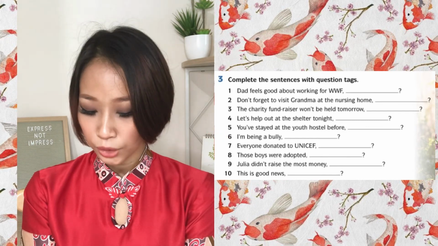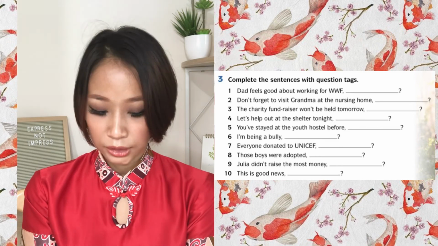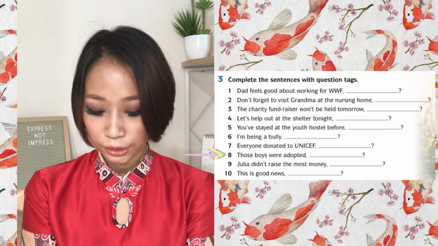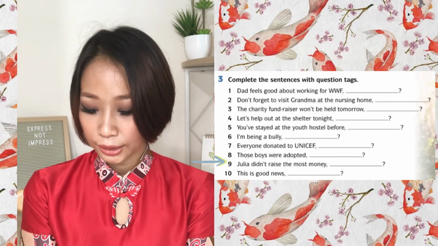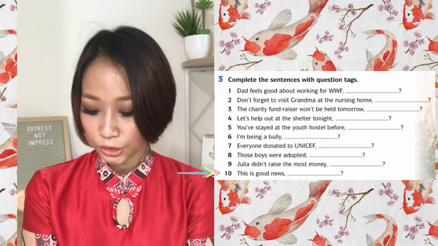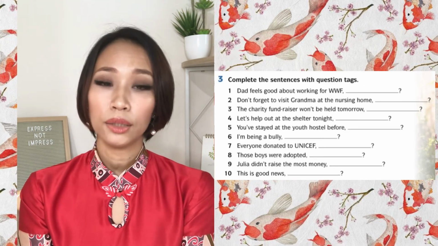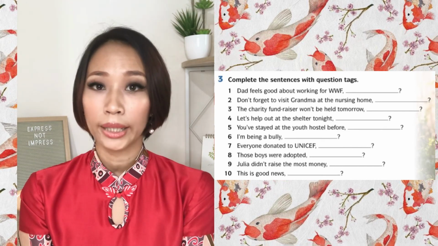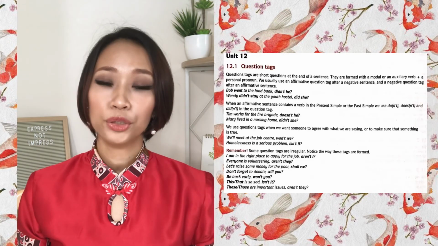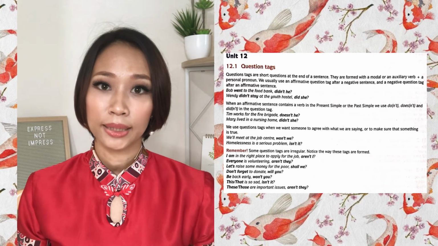6. I'm being a bully. Saya seorang pembuli. 7. Everyone donated to UNICEF. Semua orang menderma ke UNICEF. 8. Those boys were adopted. Budak-budak itu diambil anak angkat. 9. Julia didn't raise the most money. Julia tidak mengumpul kebanyakan duit itu. 10. This is good news. Ini adalah berita baik. So, untuk menjawab soalan ini, tentukan dulu ayat itu affirmative atau ayat negatif. Lepas tu tengok whether dia present tense atau past tense. Dan rujuk muka surat 176 untuk cara tulis question tag yang macam saya explain tadi.